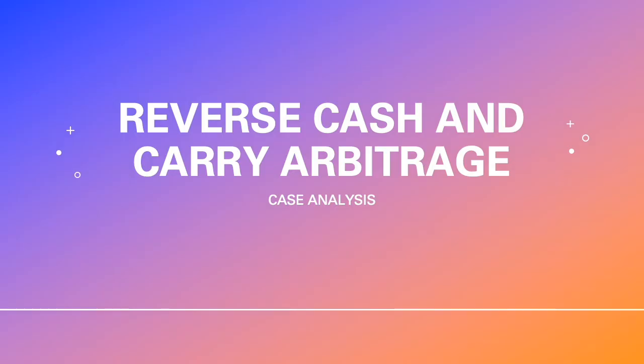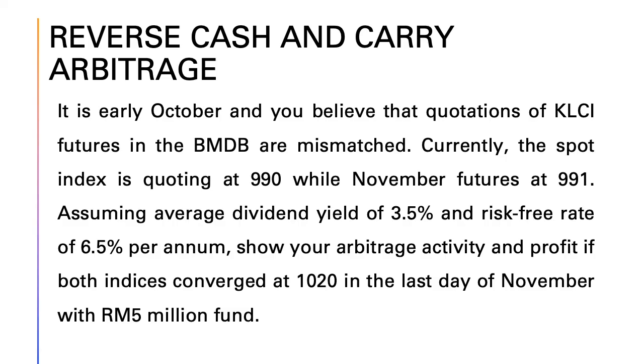So these are important information given in the question. Current spot price is 990, November FKLI at 990, dividend yield is 3.5%, risk-free rate 6.5%. So price of spot and futures at the maturity date of futures contract is converged at 1020. So you plan to use 5 million of fund.